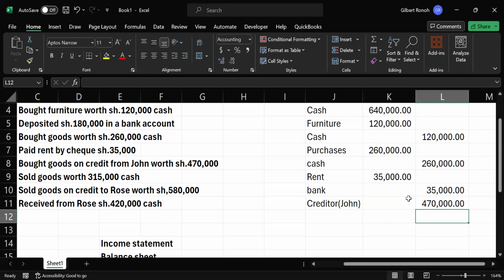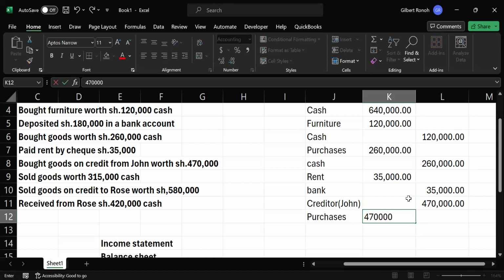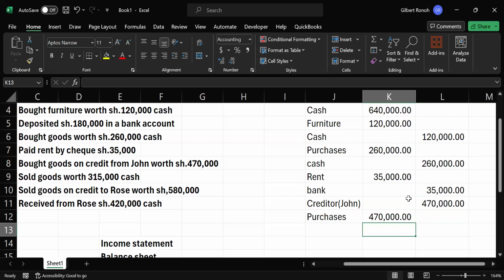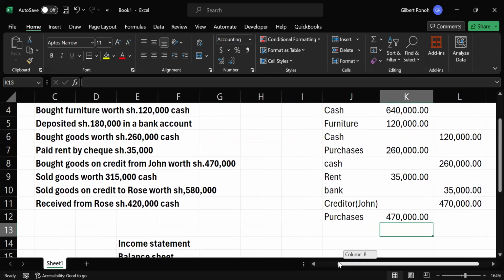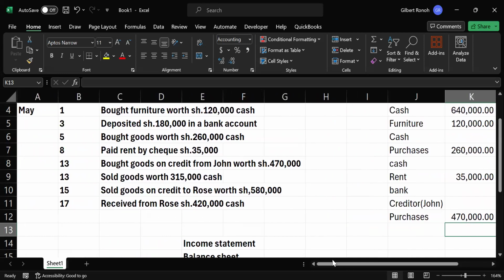So we will credit that amount of 470,000. This was goods. So what happened? We debit the purchases account, or cost of sales. We will have the purchases account, the same amount, 470.